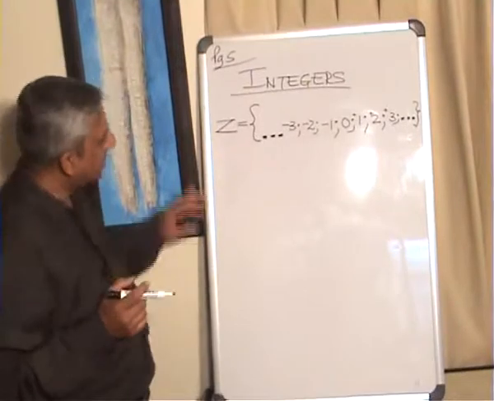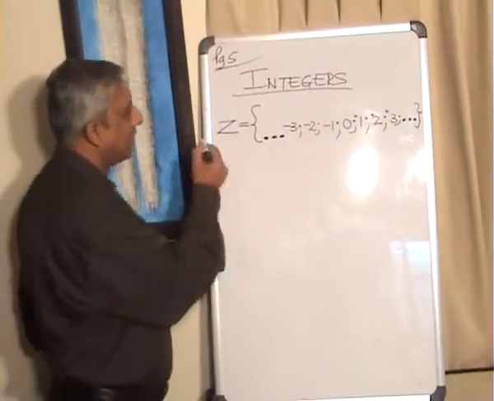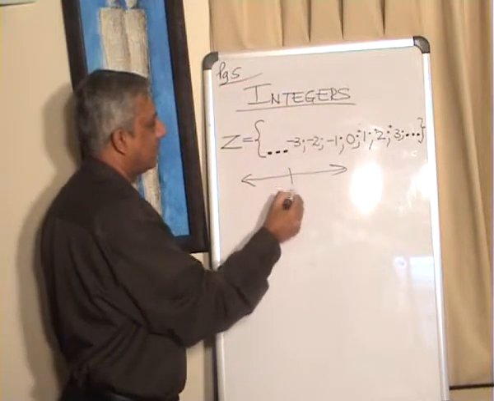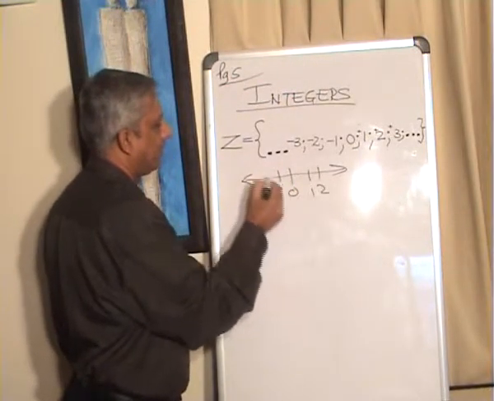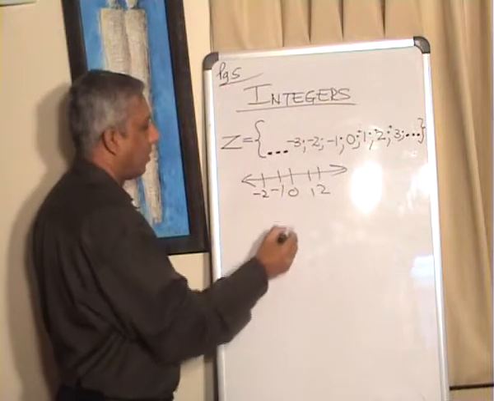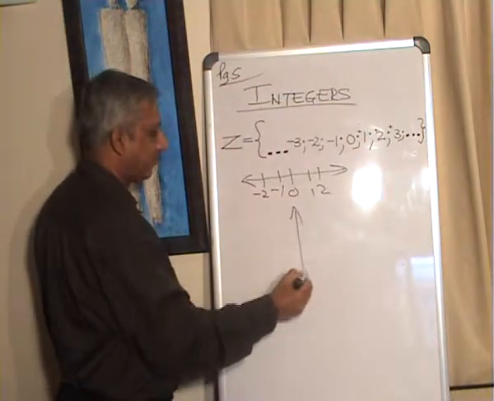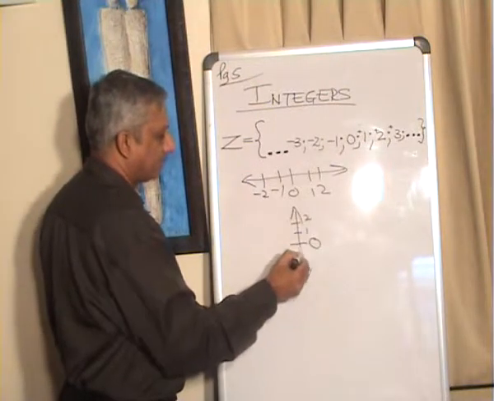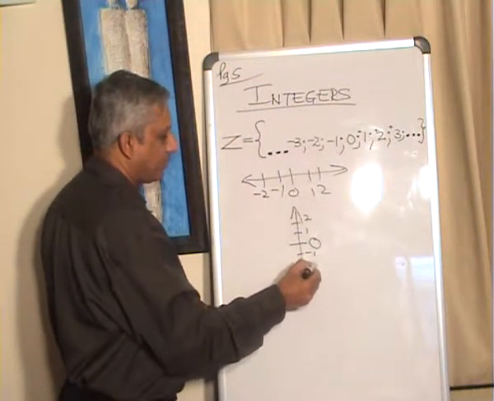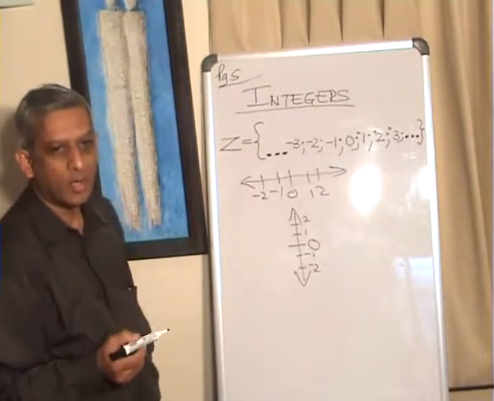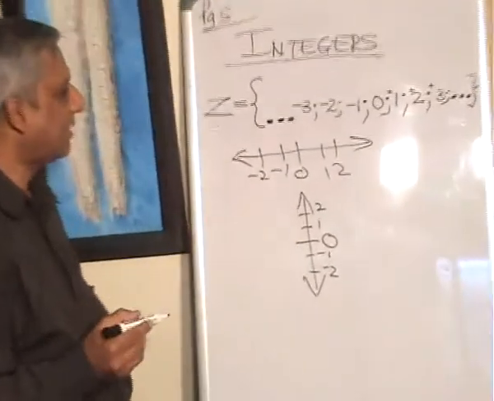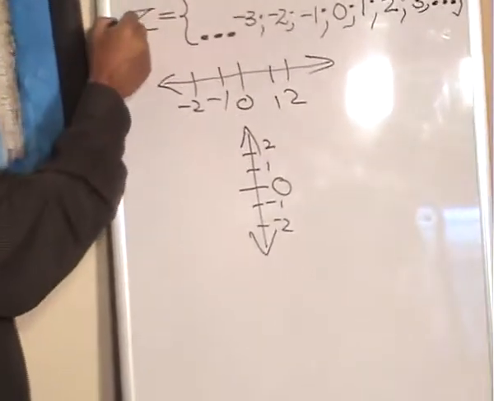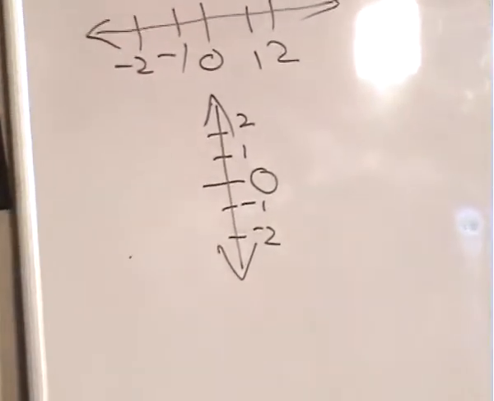Alright, so integers can be represented in a set or on a number line like that. Now stop the video, close your book, take a page and try to show integers in a set and on a number line.